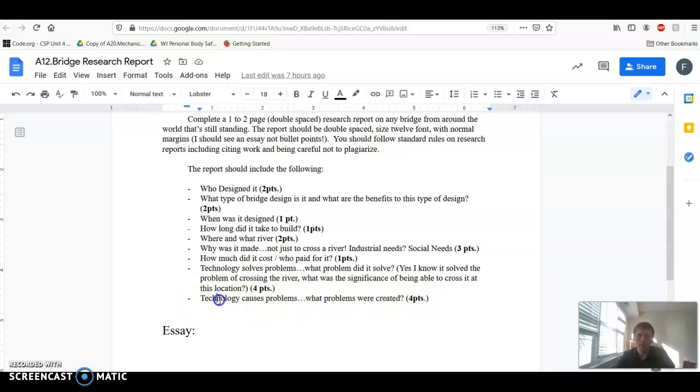And last but not least, no technology is foolproof. There's always some kind of problem. So what problems did this bridge cause? Was it an environmental problem, perhaps? Was it a problem during construction that somebody encountered? Was it a problem of negligence, misuse? What was the issue with this particular bridge? And no bridge is perfect, so there's always something to write about there as well.